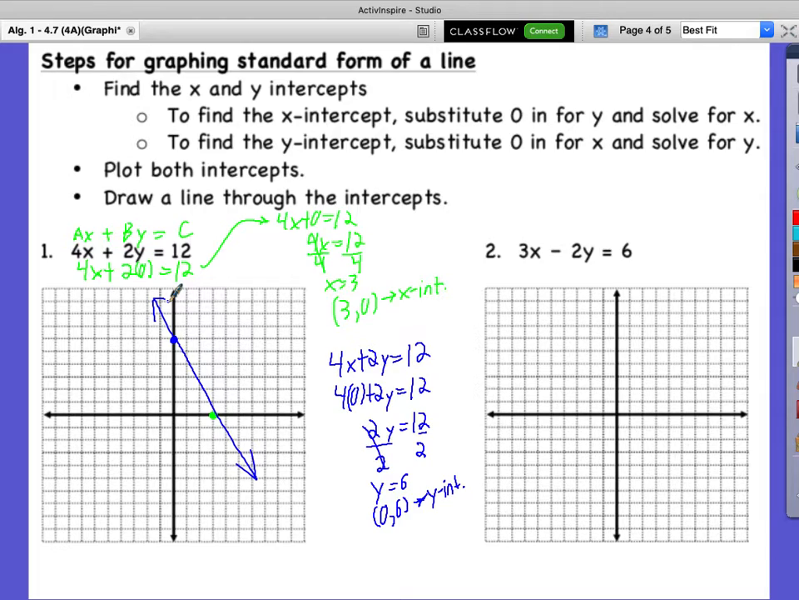This is the one time I'm okay with you guys having only 2 points, and that is when we use our intercepts. Only 2 points is when we have our intercepts. Okay? We're going to do one more example together.